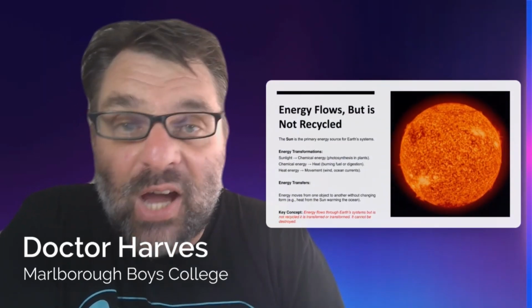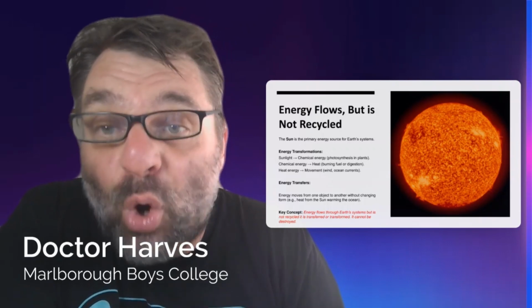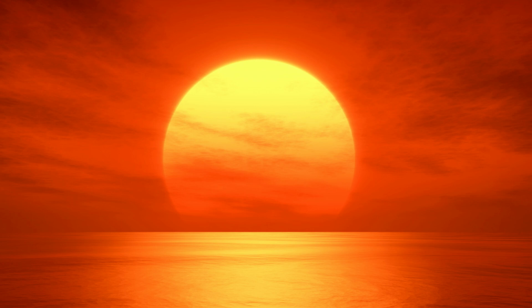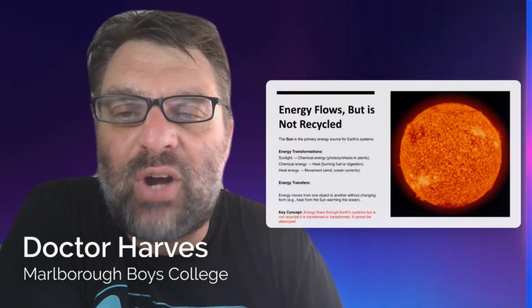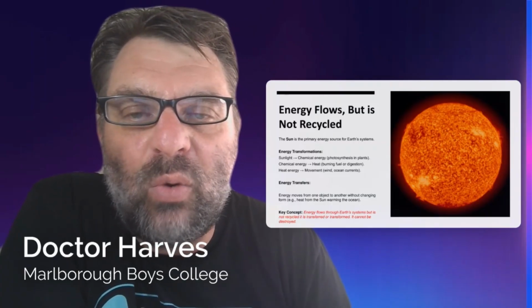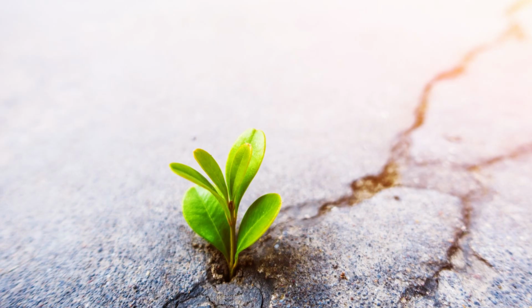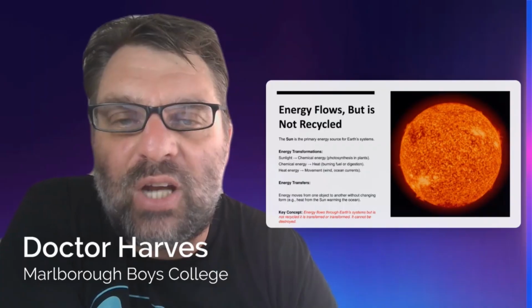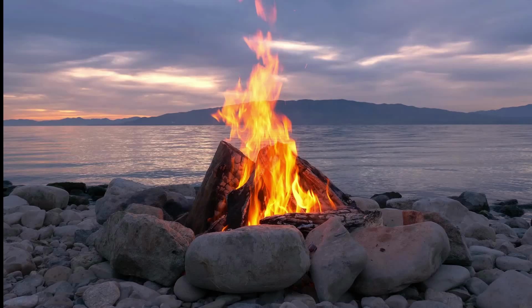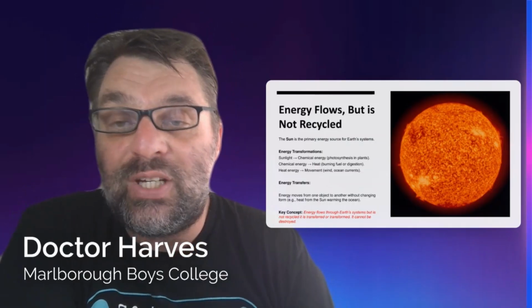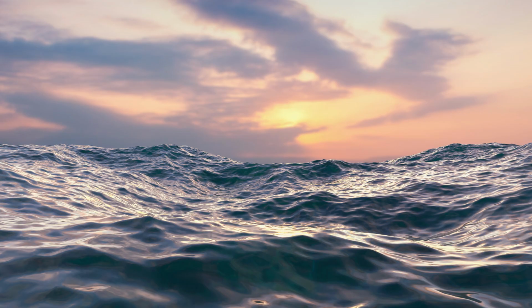So in terms of energy, however, it flows, but it's not recycled. Okay, so the sun is the primary source of energy here on planet Earth, and examples of energy transformations are where sunlight is transformed into chemical energy through photosynthesis in plants. This chemical energy is then transformed into heat by either digestion or burning fuel, combustion. Then we have this heat energy being turned into movement through wind and ocean currents, say in the hydrosphere or atmosphere. So that's transformations.